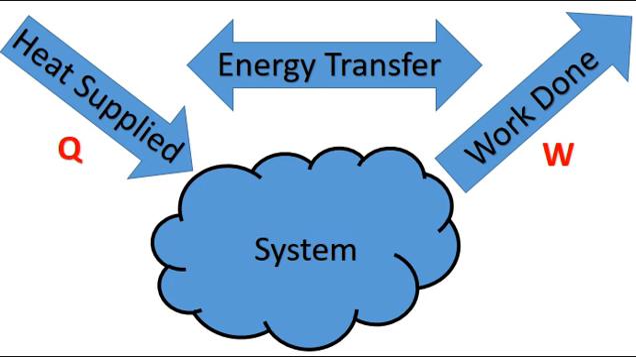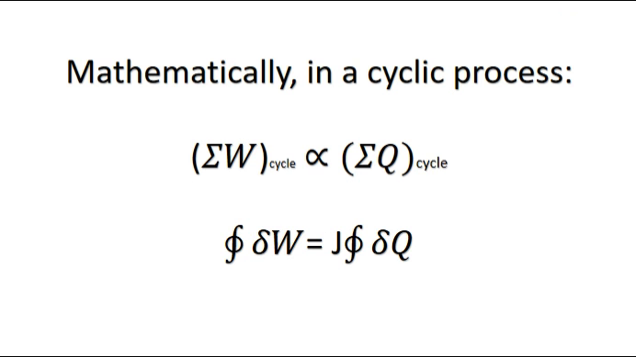Here you can see that Q is the heat supplied to the system, and because of the heat supplied, there is work W done by the system. So you can see that energy has been transferred from heat to work. Now let's try to understand this in a cyclic process.